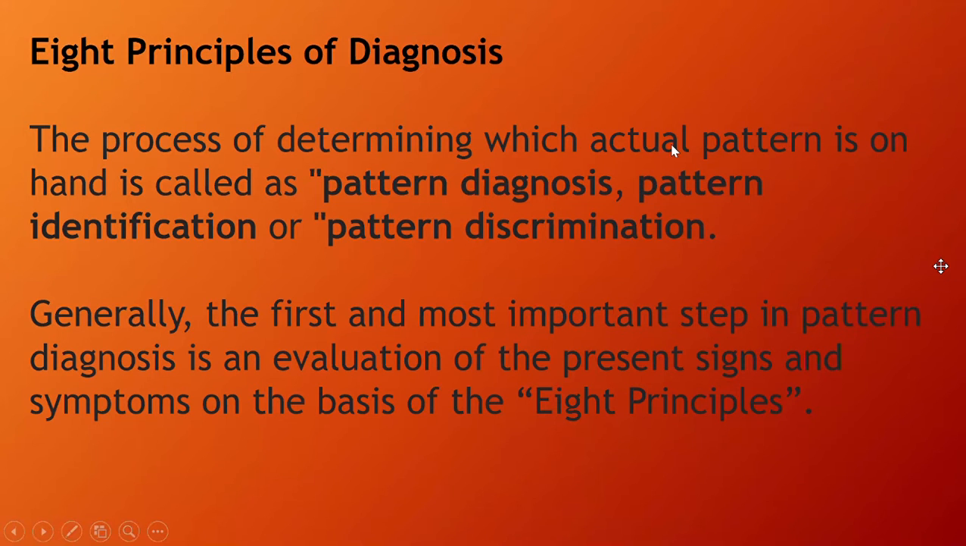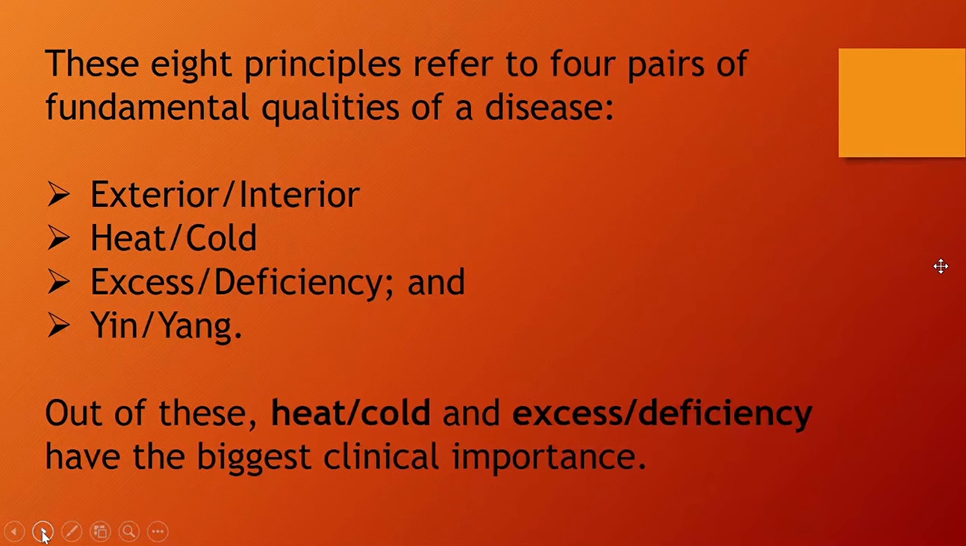Okay, so the 8 principles of diagnosis of traditional Chinese medicine are these. They come in pairs. These 8 principles refer to 4 pairs of fundamental qualities of a disease. It may be exterior or interior, heat or cold, excess or deficiency, yin or yang. Out of these, heat and cold and excess and deficiency have the biggest clinical importance.